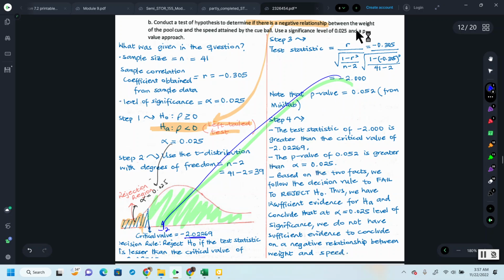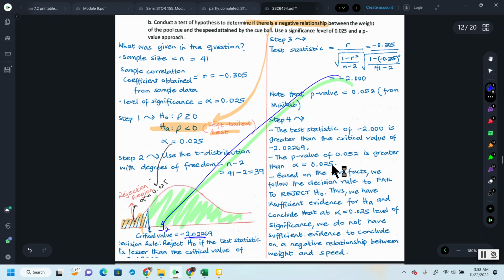But the question says we should use the p-value approach. What does that mean? Remember we got the p-value earlier to be 0.052. The p-value approach advocates that we must reject the null hypothesis if the p-value is lesser than alpha. Let's check. In this scenario, is the p-value actually lesser than alpha? I would argue no. I see 0 and I see 0, I see 0, I see 0 again. I see 5 before 2. This means that our p-value is greater than our alpha.